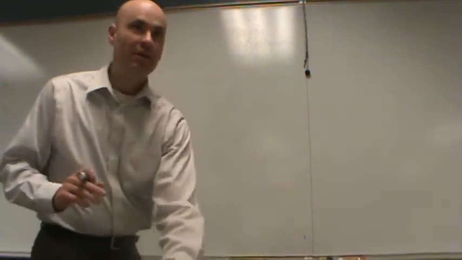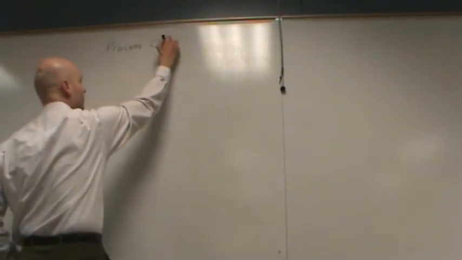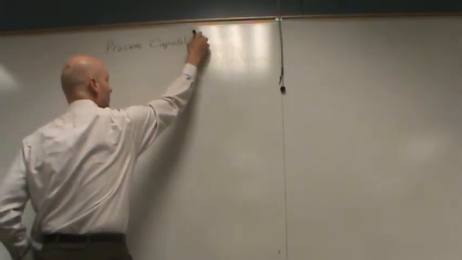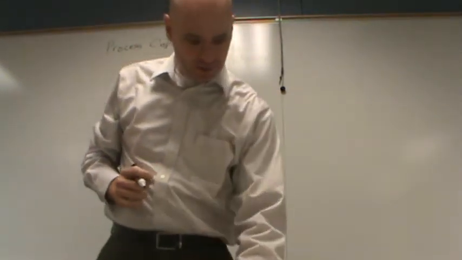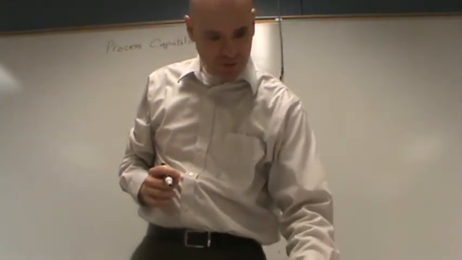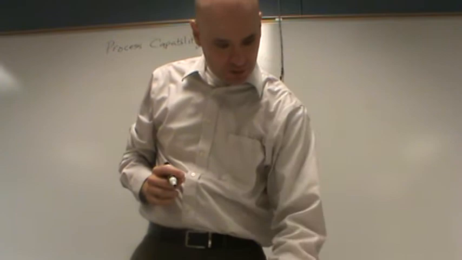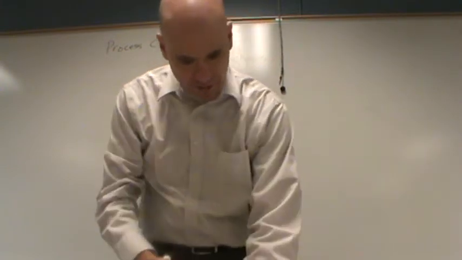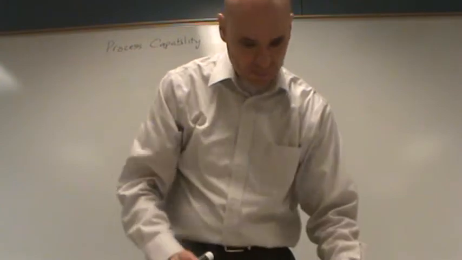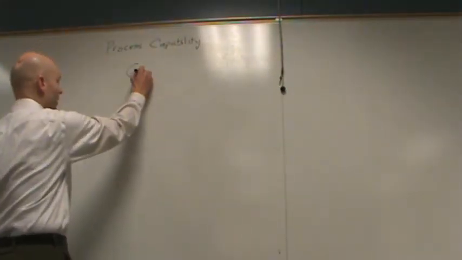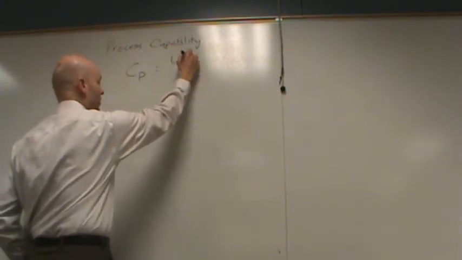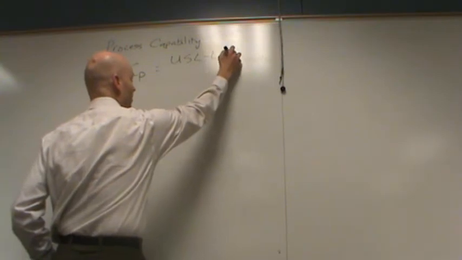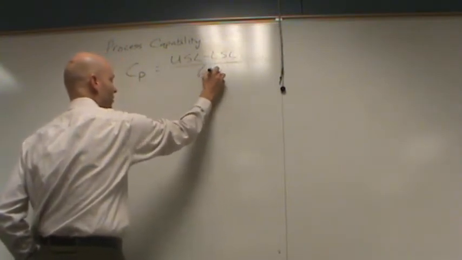All right, so next thing we'll talk about is called process capability. That's on page 53. There's actually just one formula that I would like to have you look at for that. It's typically denoted by C and then a little p, and that is equal to the difference in the specification range divided by 6 times sigma.